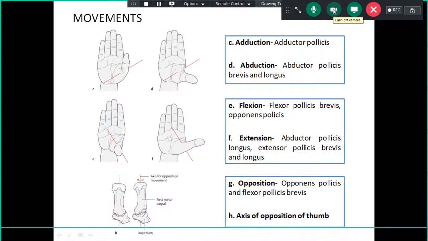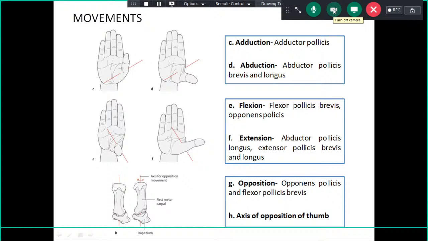We have extensor pollicis longus and we have abductor pollicis longus and extensor pollicis brevis here. Okay. Now, I remember, when we talked about the anatomical snuff box, we have the extensors which are following, the extensor pollicis brevis, longus and abductor pollicis, right? So, I am doing extension here, okay.